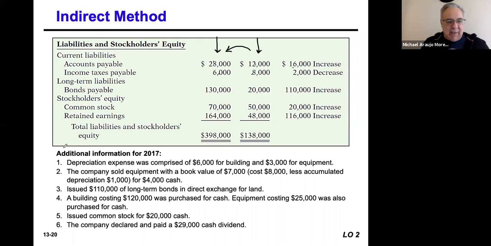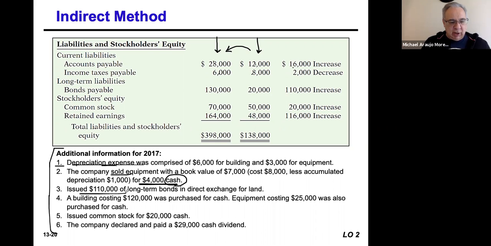And then here's all this other wonderful additional information that we have to know about as well. Let's look at each individual piece. First thing is depreciation expense is $6,000 for building, $3,000 for equipment. You're going to find out why that's important in a moment. The company sold equipment. It had a book value of $7,000. That's nice, but they got $4,000 cash for that equipment. And since the cash flow statement follows cash, that's what you want to watch.